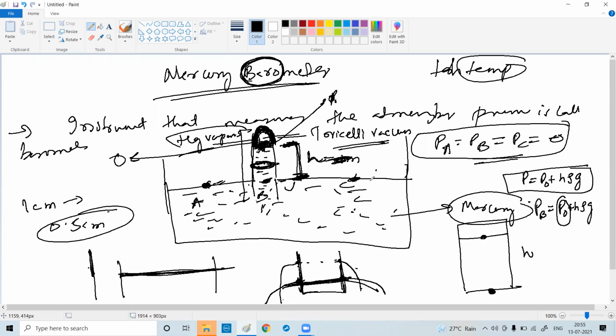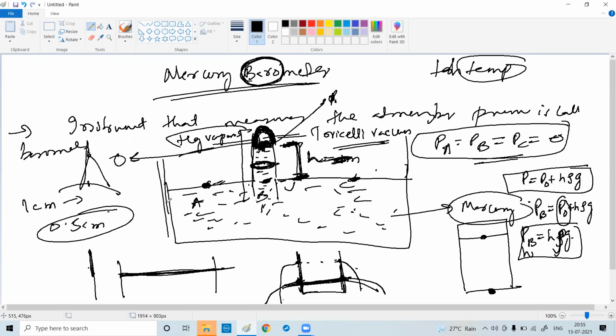So what is P naught? You know that P naught is zero because it's a vacuum. So PB equals H rho G. You know the height, you know the rho because you know the density of mercury, and you know G. That's all. You can find out the atmospheric pressure. You can take this apparatus anywhere and find out the pressure. On the Earth's surface it will be different, if you go to a mountain it will be different, if you go to Mount Everest it will be different. Why? Because you know that pressure changes at each point.